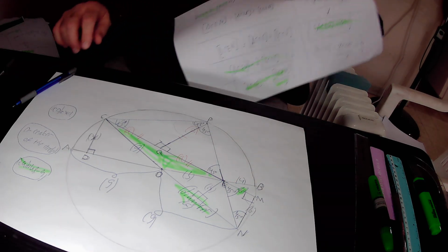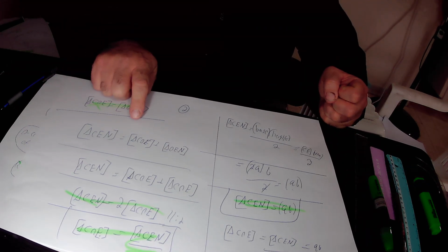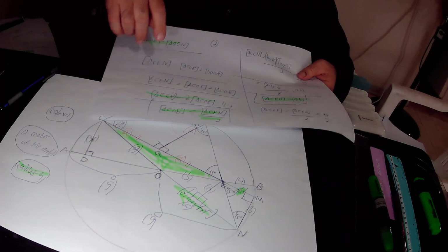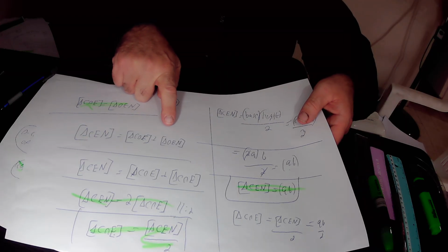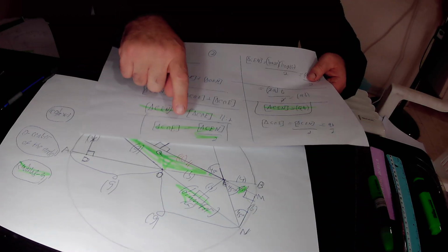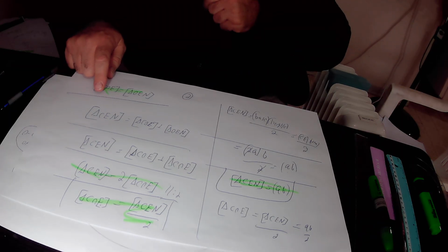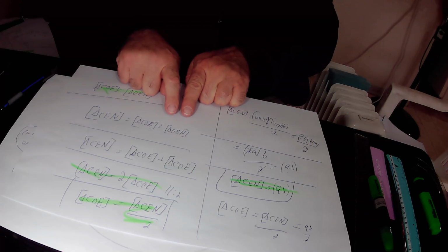Therefore, the area of the big triangle CN must be equal to the area of the first component that it consists of, the grand triangle COE, plus the area of the second component that it consists of, the lower triangle ON. So in total, the area of the big triangle CN equals the area of the grand triangle COE plus the area of the lower triangle ON.